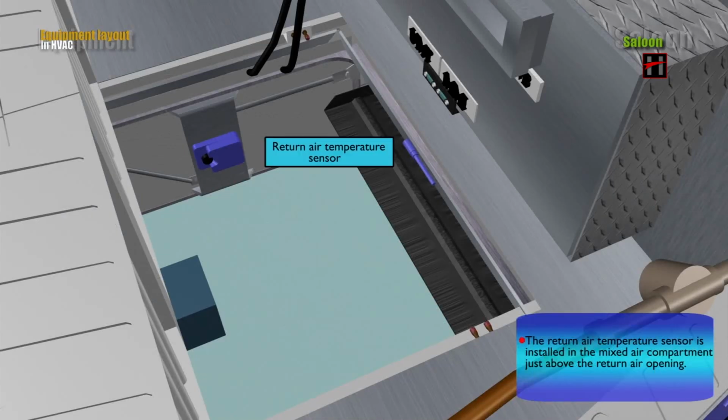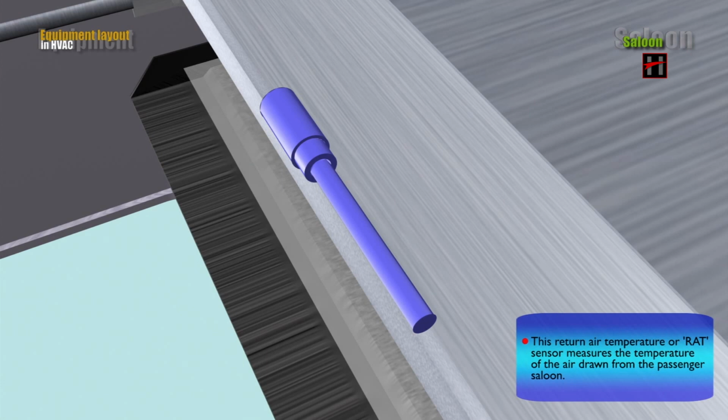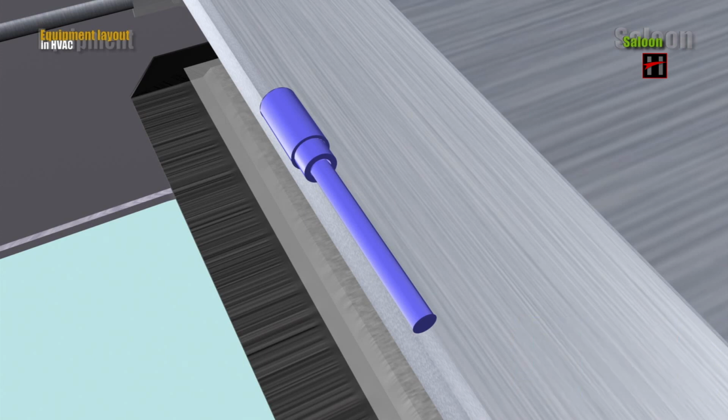The return air temperature sensor is installed in the mixed air compartment just above the return air opening. This return air temperature or RAT sensor measures the temperature of the air drawn from the passenger saloon. Depending on the return air temperature, the HVAC unit adjusts the cooling power to maintain the specified target temperature.